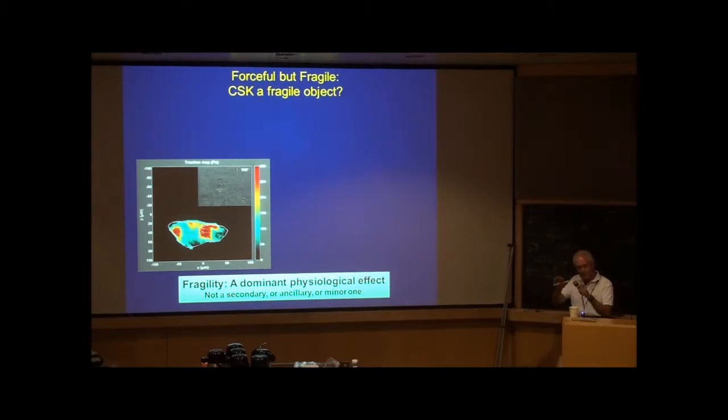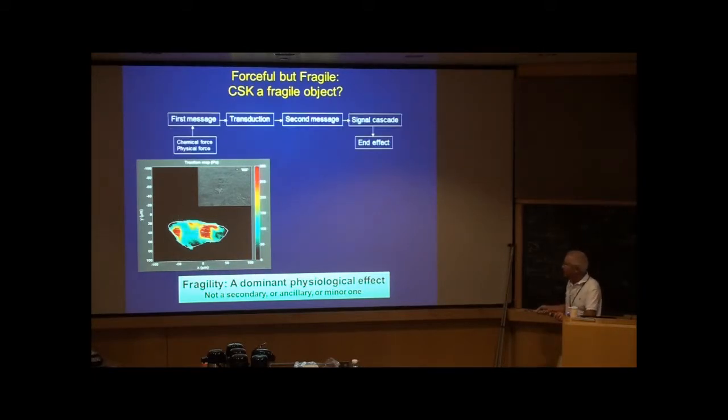This is not like an adjustment to some kind of other idea. It's a dominant effect. It's not secondary. And in terms of the way biologists tend to think about mechanotransduction, usually we think about either a chemical force, that is ligation of some receptor, or a physical force as representing a first message. Then it's somehow transduced. Then there's a second message. Then there can be a very complicated signaling cascade and an end effect.